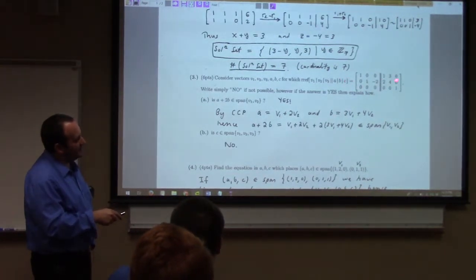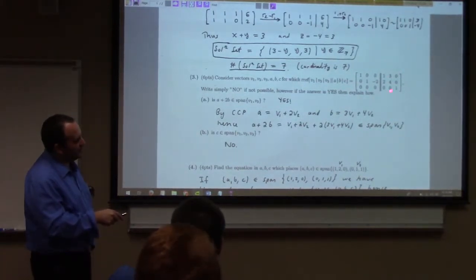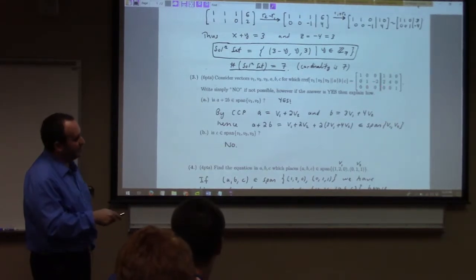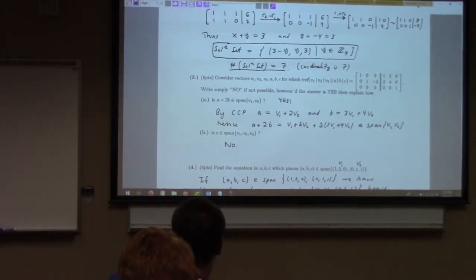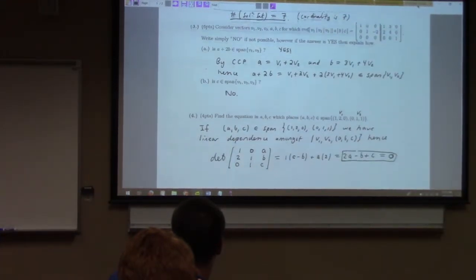C, mostly. C is the last column. As you can see, there's no way to build the last column from the previous 5, which means that C is not in the span of V1, V2, V3. All right. Problem 4.